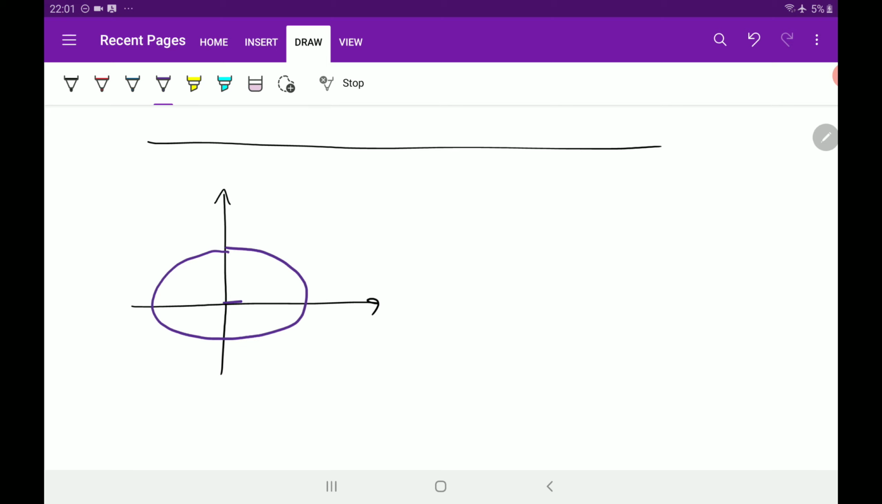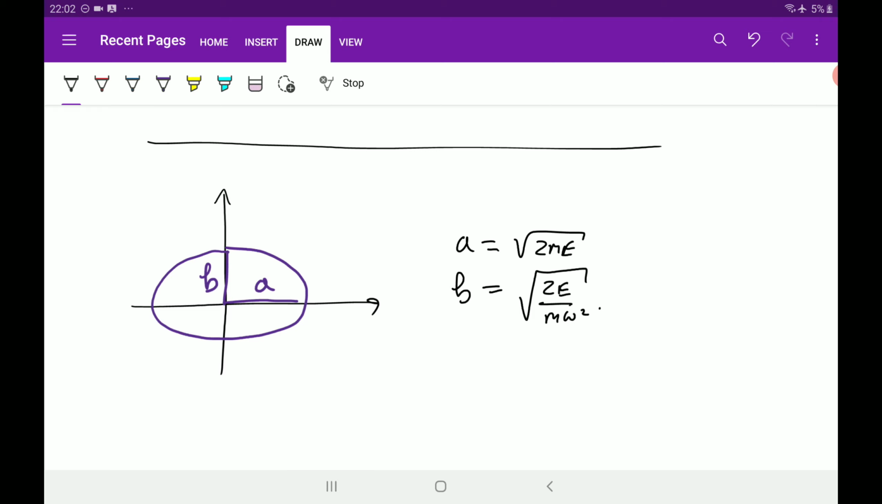Okay, and let me call this distance A and let me call this distance B. These are the semi-major and semi-minor axes, where A is given by the square root of 2E/m, and B by the square root of 2E/(mω²). Now this ellipse actually changes, well, A and B change in time, so we get different ellipses over time.